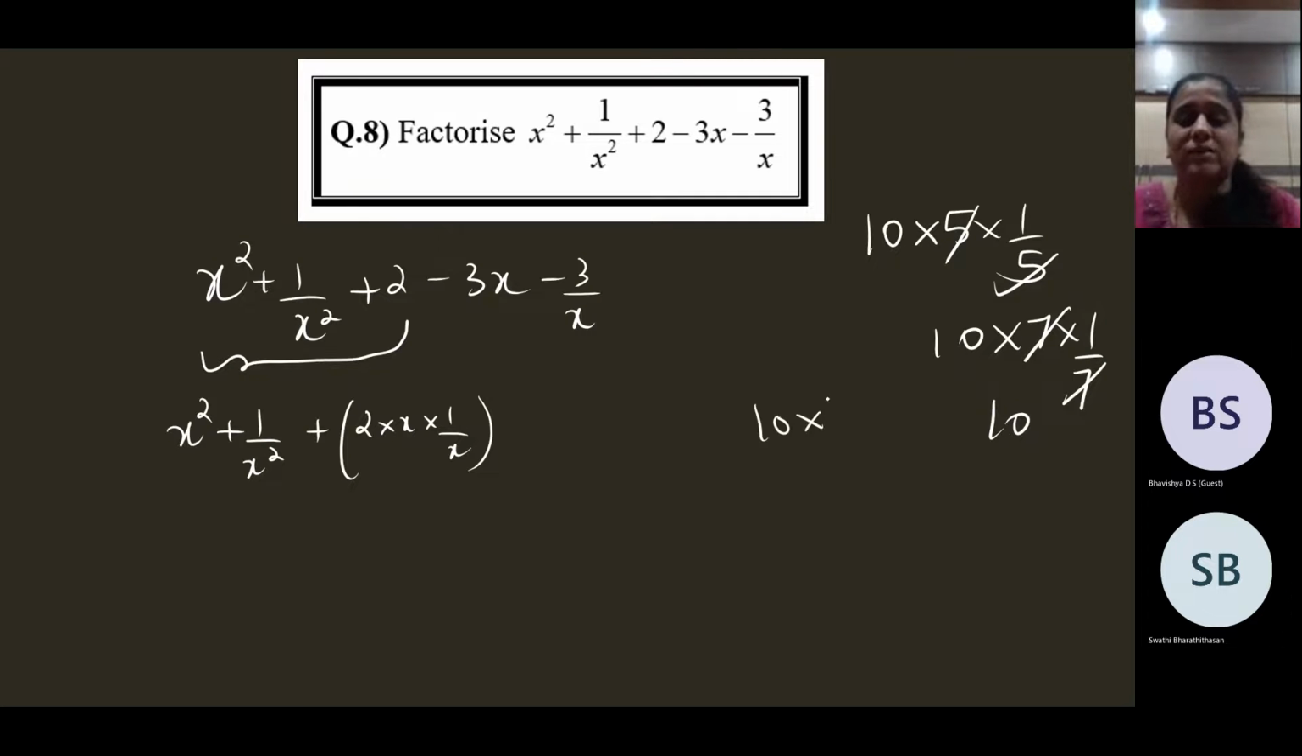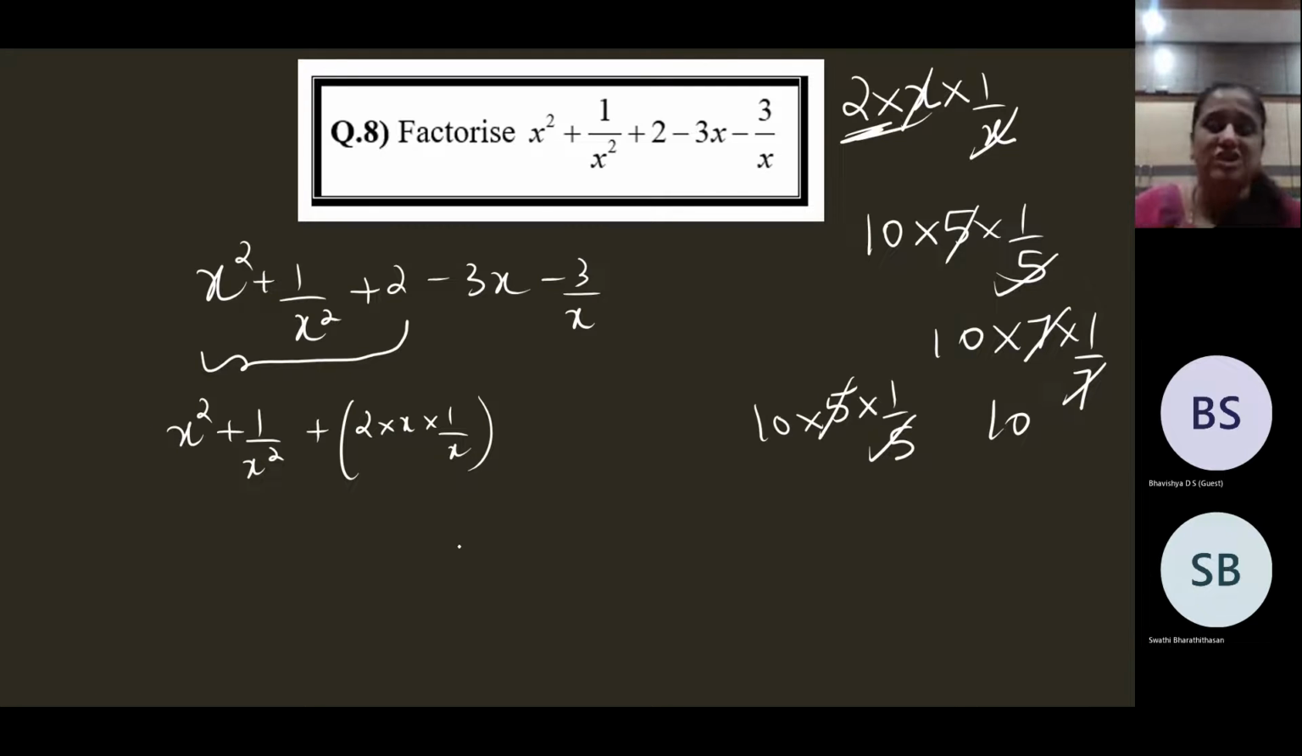Because if you multiply just by 5, you're changing the value. You're multiplying by 5 and its reciprocal 1 by 5, so it's nothing but you're multiplying by 1. Similarly, you're not just multiplying 2 by x. You're multiplying 2 by x and its reciprocal also, so they get cancelled and it's still 2 only. You're not changing the value of anything. Even if you write 2 as 2 into x into 1 by x, it's still 2. So you should do that.